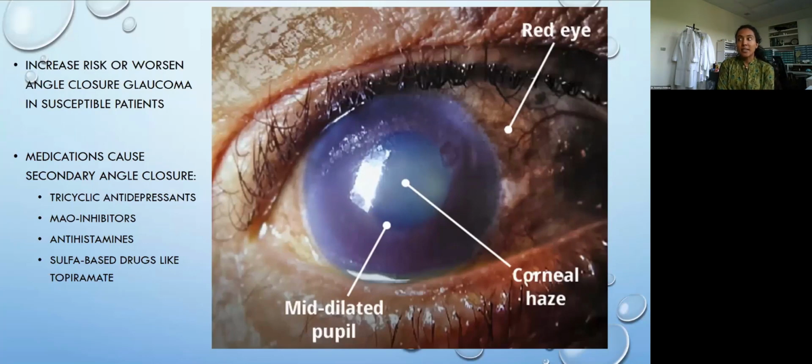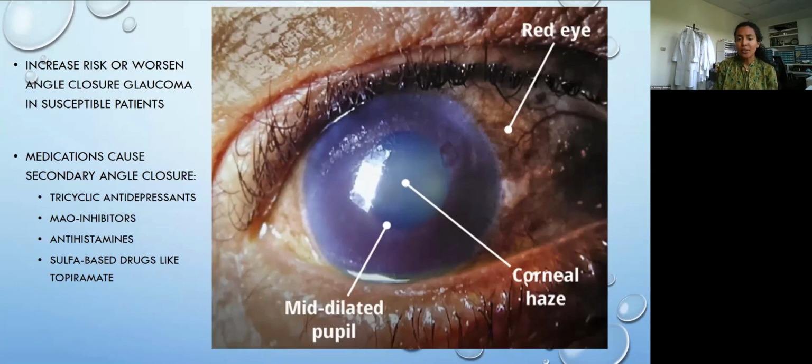And what this can do also is increase risk or worsen angle closure glaucoma in susceptible patients who have narrow angles. So again, medications that can cause secondary angle closure, things to remember for that, are tricyclic antidepressants, monoamine oxidase inhibitors used to treat depression, antihistamines, and also sulfa-based drugs like topiramate, especially in patients who have narrow angles.